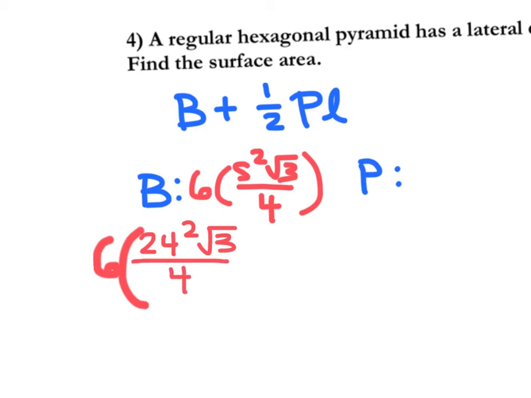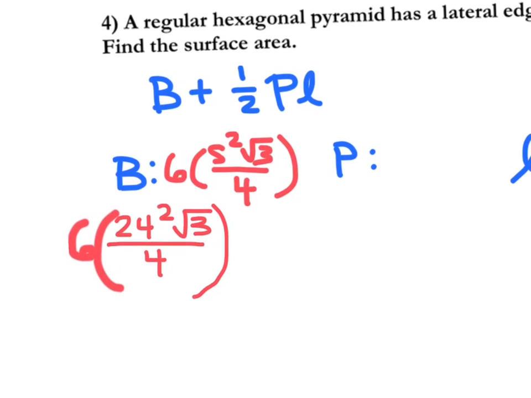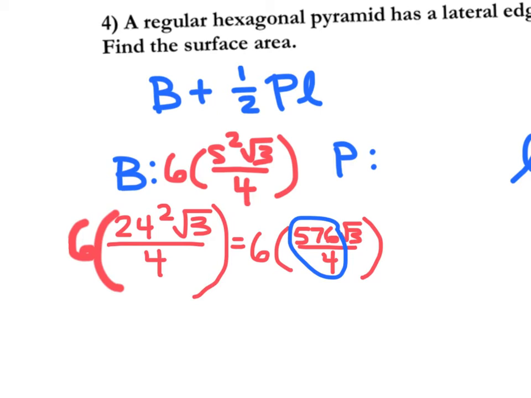Definitely going to be working with some big numbers here, guys. So when we square 24, we get 576. So 6 times 576, root 3 over 4. And then we always want to check if we can divide the 576 by 4. And in this case, we can. Okay, 576 over 4 is 144. So we have 6 times 144 root 3.